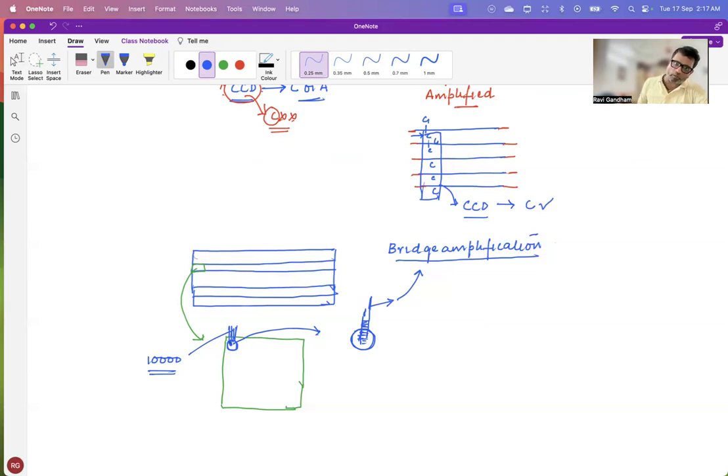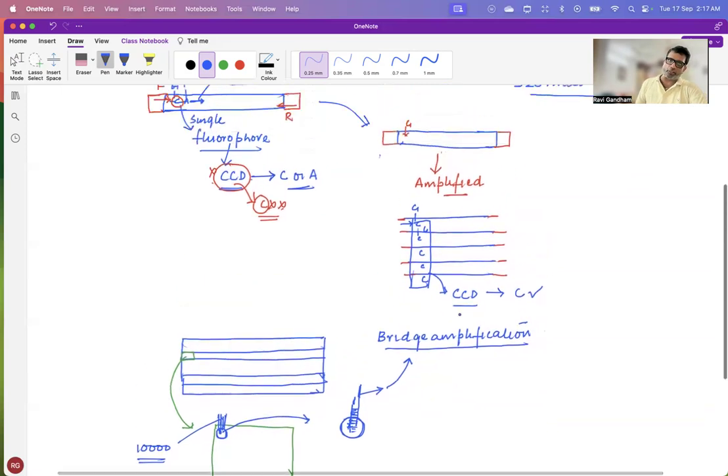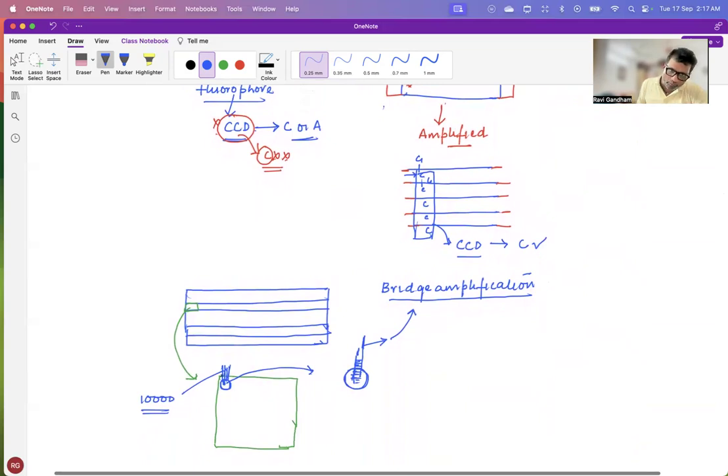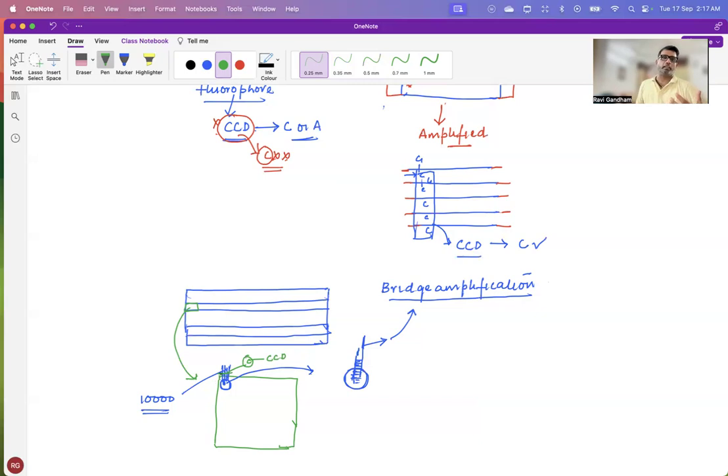So in the process of amplification, like what we had shown earlier, when a C is added to all these fragments, this C will be recognized by your CCD camera, just because there will be several Cs, enough to generate the quantum of fluorescence that can be recognized by the CCD camera.